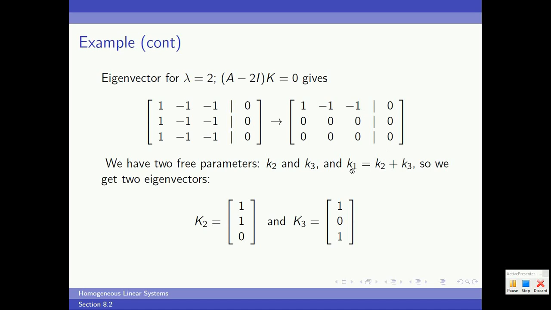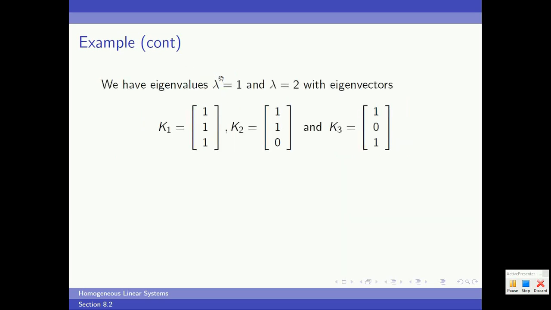So we have two eigenvectors. If K2 is a free parameter, let's say K2 is 1, then we're going to have 1, 1, and then K3 is 0. So now let's say K3 is 1, K2 is 0. So if K3 is 1, here we get the 1. So K2 is 0, and K1 is 1. So we get two eigenvectors associated with this lambda equals 2.